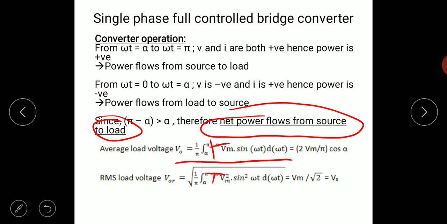This is plus and this is plus. Okay. On integration, we get the load voltage equal to 2 Vm by pi into cos of alpha, and when we integrate for RMS load voltage, we come to Vm by root 2, and Vm by root 2 is the RMS input voltage Vs. Okay, so this is the expression for average load voltage and RMS.